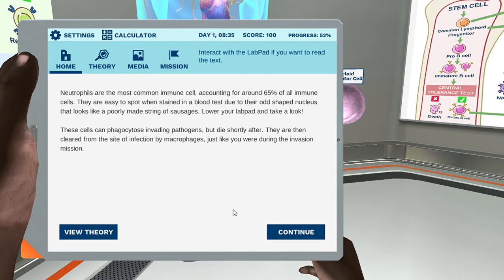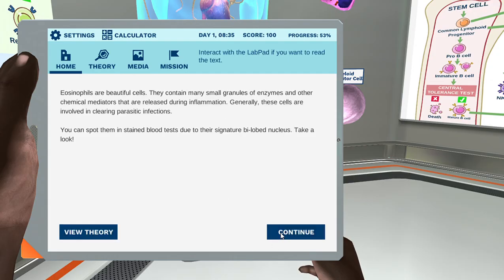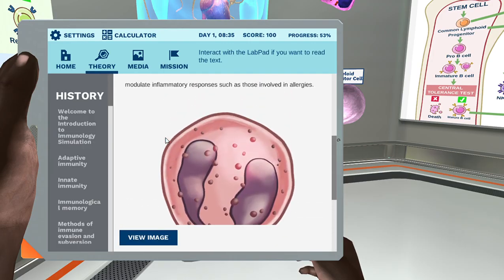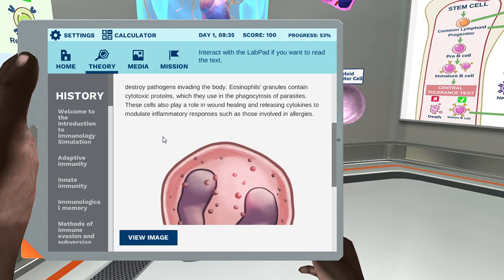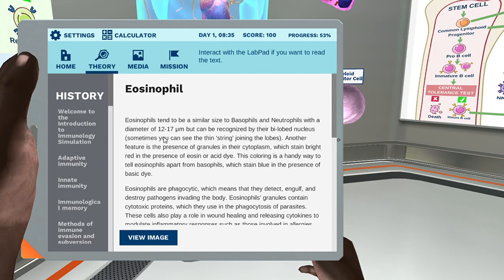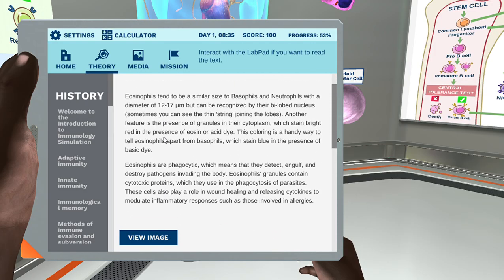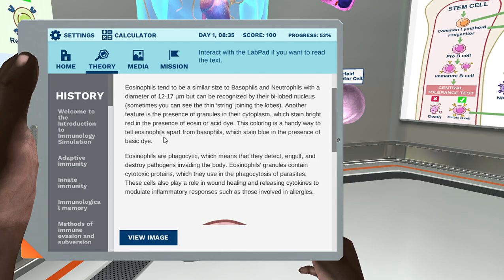They are easy to spot when stained in a blood test due to their odd-shaped nucleus. Eosinophils are beautiful cells. They contain many small granules of enzymes and other chemical mediators that are released during inflammation. Generally, these cells are involved in clearing parasitic infections.